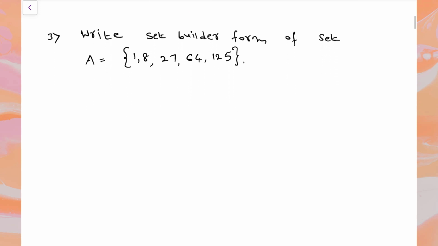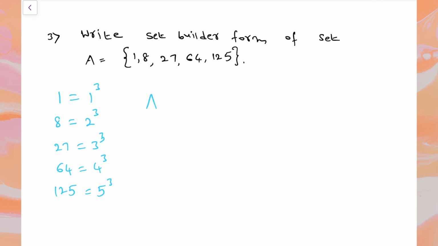Write set builder form of the given set. A equals 1, 8, 27, 64, 125. As soon as we see the numbers, we need to get the logic or pattern which is hidden in those numbers. 1 can be written as 1 cube. 8 can be written as 2 cube. 27 can be written as 3 cube. 64 can be written as 4 cube. 125 can be written as 5 cube.